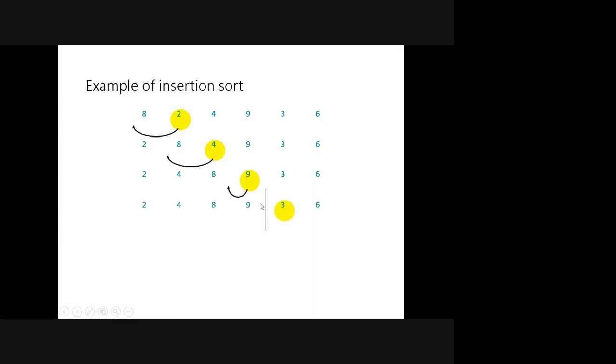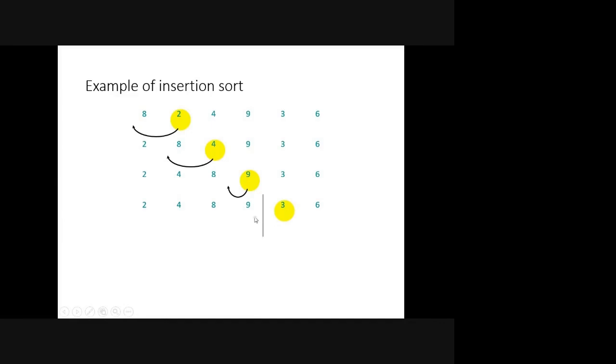So 8, then 4, and this arrow mark has to come till here. So it will compare it and it remains in the same position. Now again your next key element is 3, because first this was your key element, next this, next this, next this. Now 3 will be compared with 9 first.